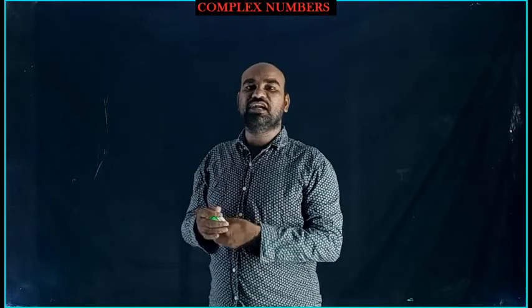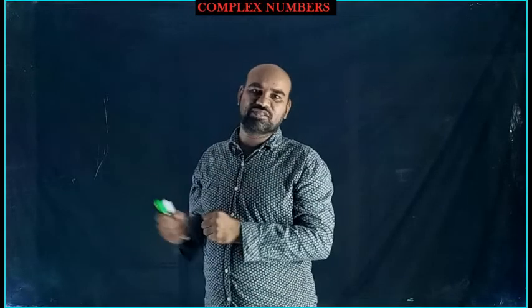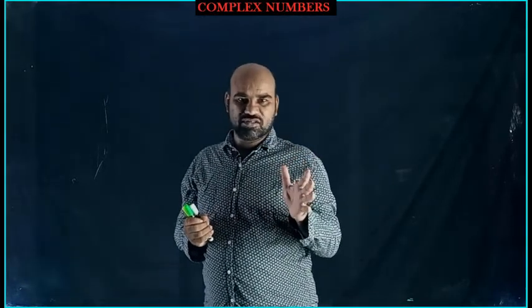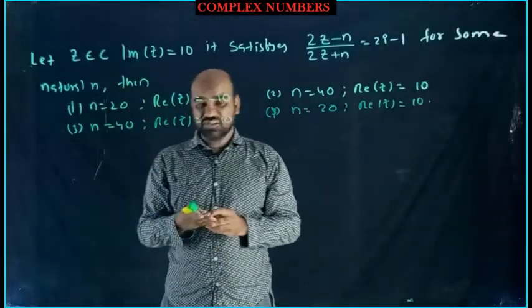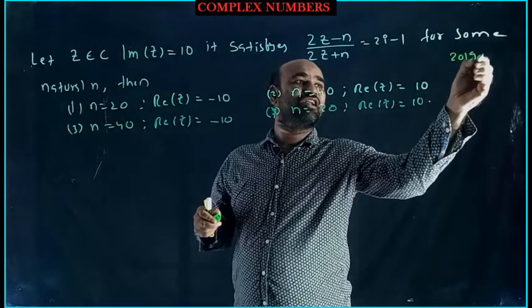This is the fifth part of complex numbers. Today I am going to explain some problems which are given mostly in 2019 Mains and Advanced. These problems are all based on our previous concepts: the concept of iota, the conjugate of a complex number, the modulus of a complex number, and its properties. Students, this is one of the problems which was given in 2019 Mains.